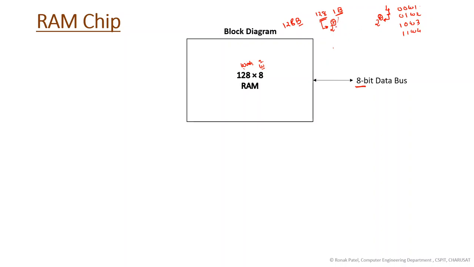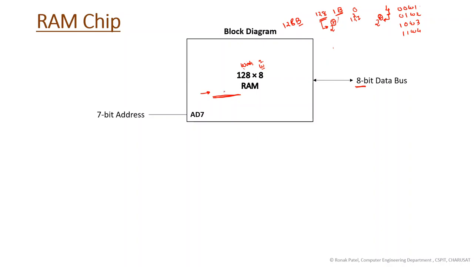Using those 7 bits, I can address each word. The address will start from 0 to 127. The first address will be all 7 bits 0, and the last address will be all 7 bits 1. That's why you require a 7-bit address. You will pass that 7-bit address here, and once you pass it, it will locate the address, meaning it will locate which word.